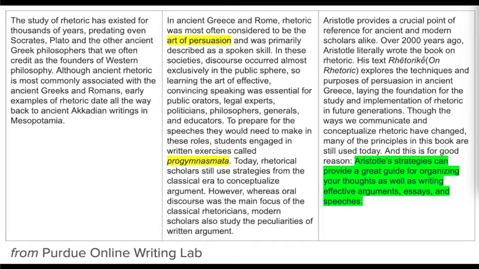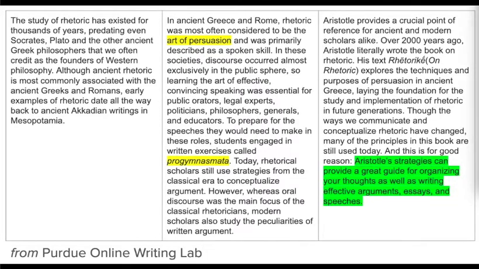So, first of all, the study of rhetoric has existed for thousands of years, predating even Socrates, Plato, and the other great ancient Greek philosophers that we often credit as the founders of Western philosophy. And although ancient rhetoric is most commonly associated with the ancient Greeks and Romans, early examples of rhetoric date all the way back to ancient Akkadian writings in Mesopotamia.